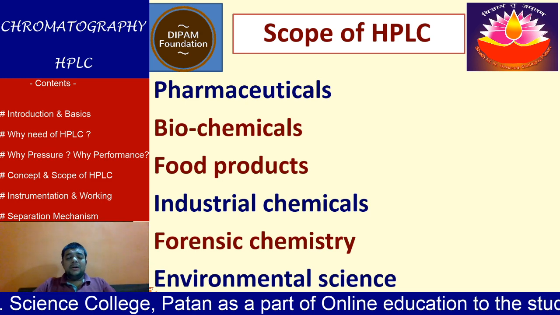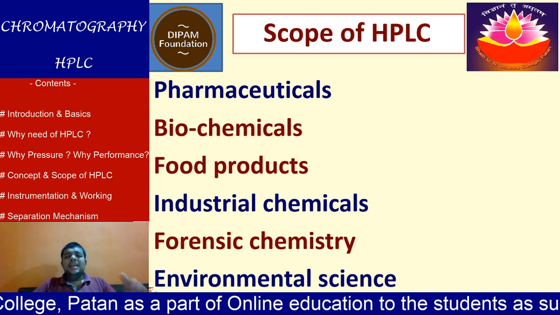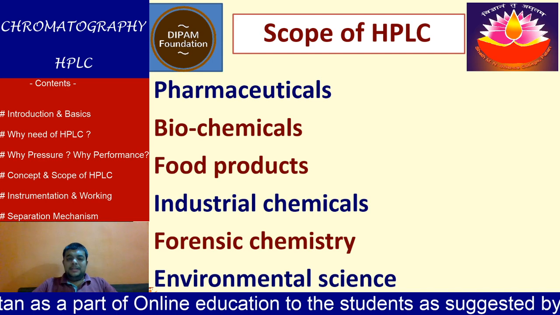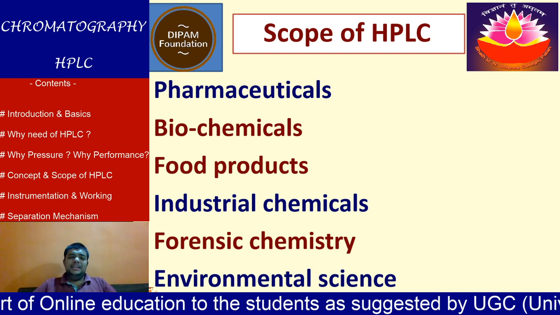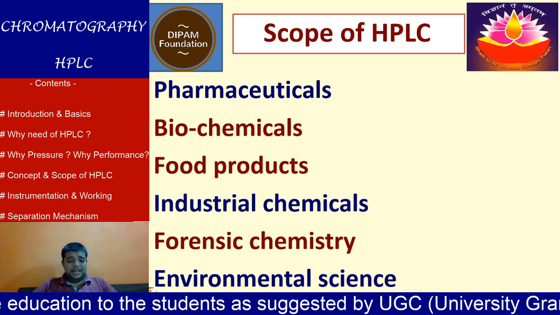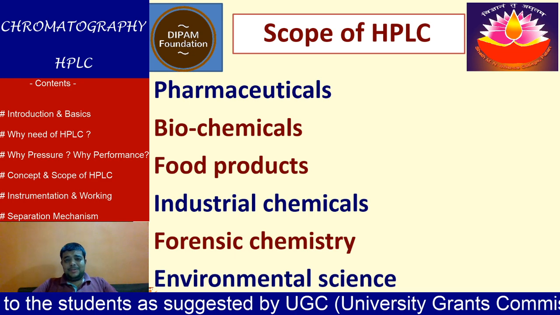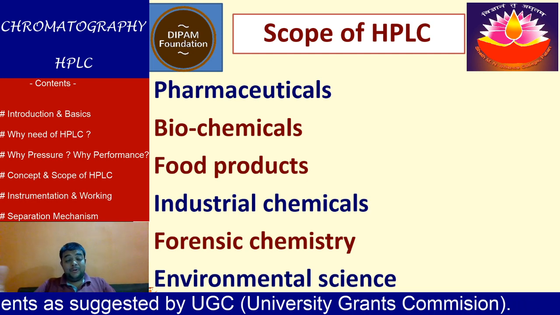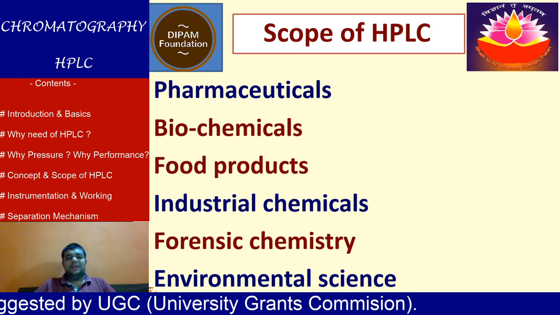Now, what is the scope of HPLC? As I told you, it's one of the most important tools in industrial chemistry or chemistry, but it is not restricted to chemistry. There are n number of industries using HPLC. They include pharmaceuticals, biochemicals, food products, industrial chemicals, forensic chemistry, and environmental science. In one way or other, these are the industries which are using this technique. Pharmaceuticals use it in their qualitative analysis and R&D, and food products also use the same. Forensic chemistry uses it for identifying the alcohol content in blood, and environmental science for the detection of gases in the environment via gas chromatography.